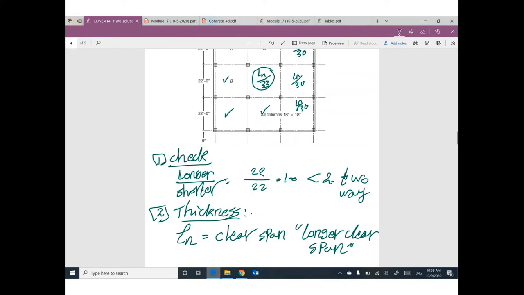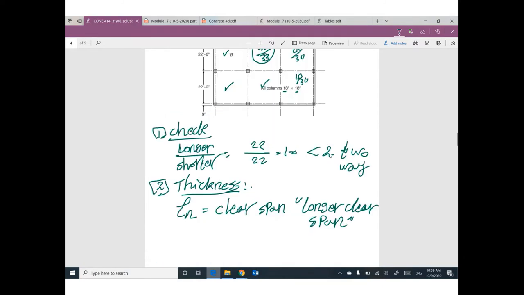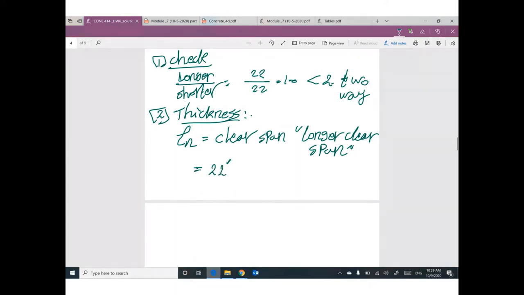But you are lucky for this slab. We don't have longer, we don't have shorter, because both of them are equal. The column dimension is 18. So what is the clear distance between this column and this column? Do you know what is the clear distance? This is the value of LN. Clear distance will be the total distance, center line to center line, minus one column dimension, which is 18 inch, divided by 12. So it will be 22 minus 18 divided by 12. 20.5 feet.